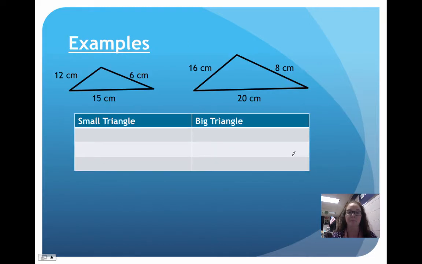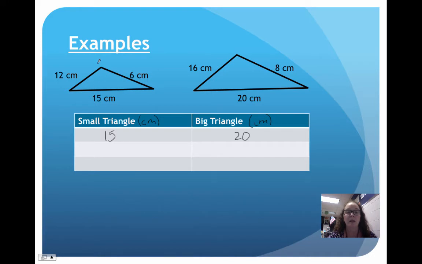All right, let's look at some examples. One of the ways we can tell if figures are similar, we can go ahead and make a table to show their similarity. So here's our small triangle. Here's our big triangle, in case you didn't figure that out for yourself. So let's go ahead and look at the bases of these. So the base of the small triangle is 15, and I'm going to just put up here in centimeters so we don't have to write centimeters after every piece. So the base is 15 over here, and under the big triangle it's 20 centimeters.